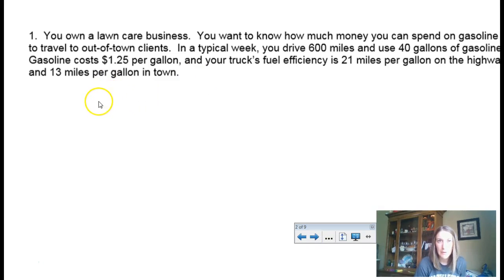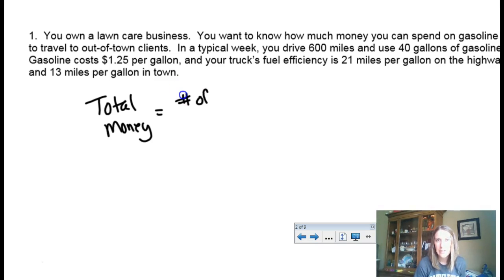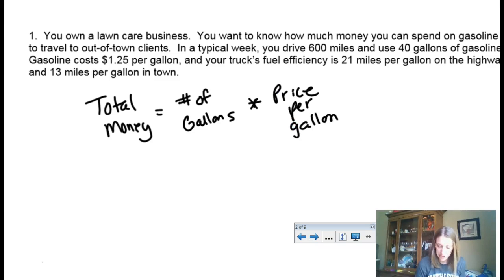the total amount of money that we're going to spend, like the end of my algebraic setup, what I want to figure out. And if we knew the number of gallons and we multiplied that by the price per gallon, I think that'd be enough information. So that is what I'm going to look at as my verbal model.